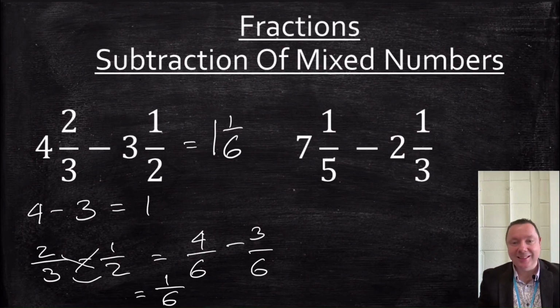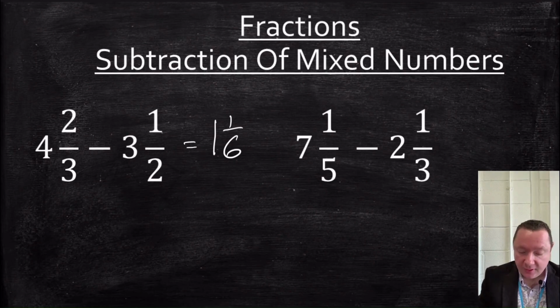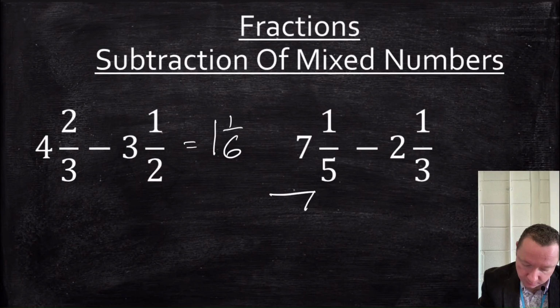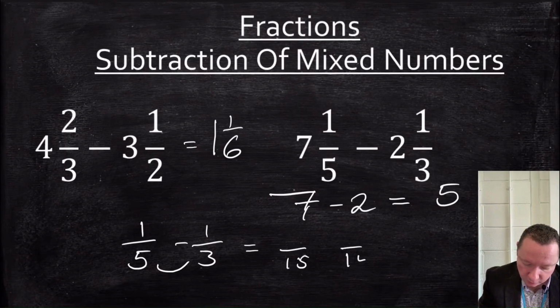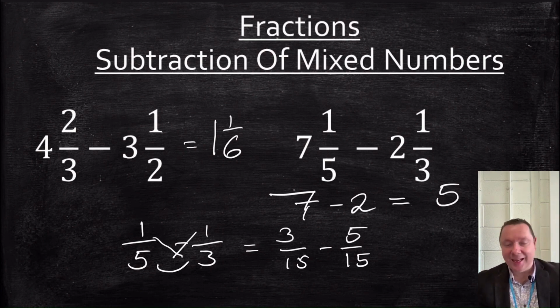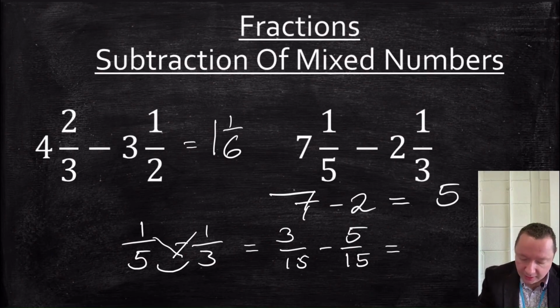Let's look at the second example. So the second example says 7 1/5 minus 2 1/3. So I can do 7 minus 2 and get 5. And I've still got 1/5 minus 1/3. So common denominator, 5 times 3 equals 15. So I get two fractions with 15, a minus in between. 1 times 3 is 3. 1 times 5 is 5. Notice this time I get 3/15 minus 5/15. So the answer I get is a negative answer, minus 2 over 15.